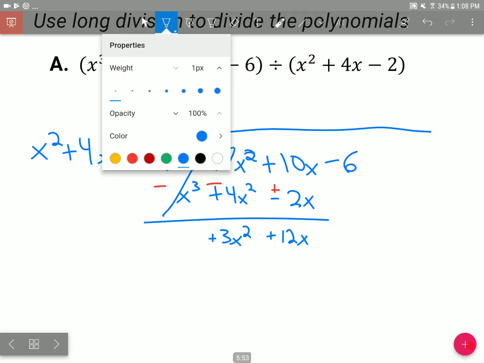All right, so what would you do next? In regular long division, what would you do next? You do the second number? What number are you talking about?